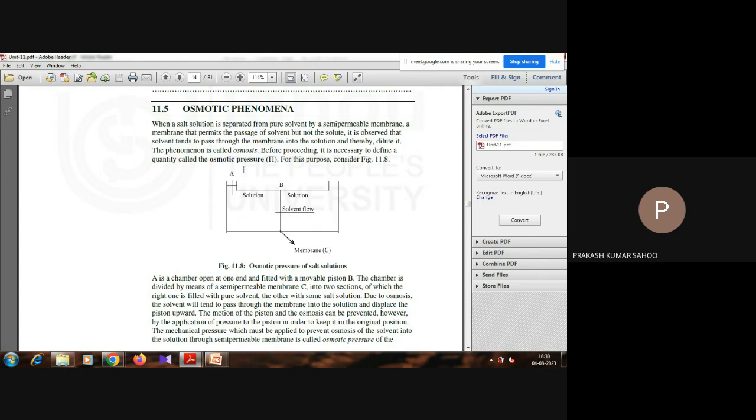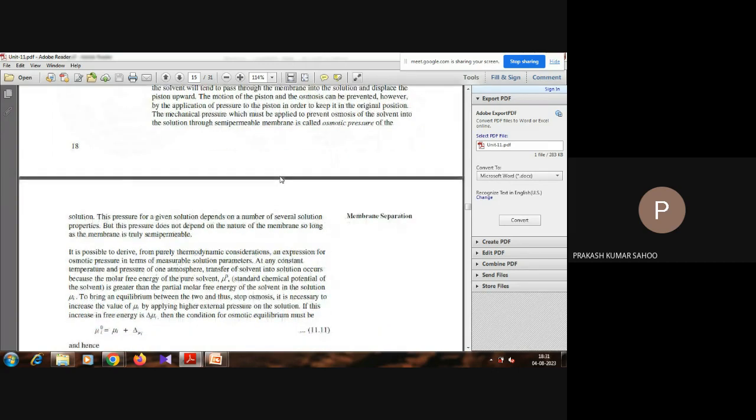And pressure, when I apply pressure at the solution side to stop osmosis, it is known as osmotic pressure pi. So these are the basic concepts. We have already learned this in our class 11, 12 or degree level. So these are very much common.